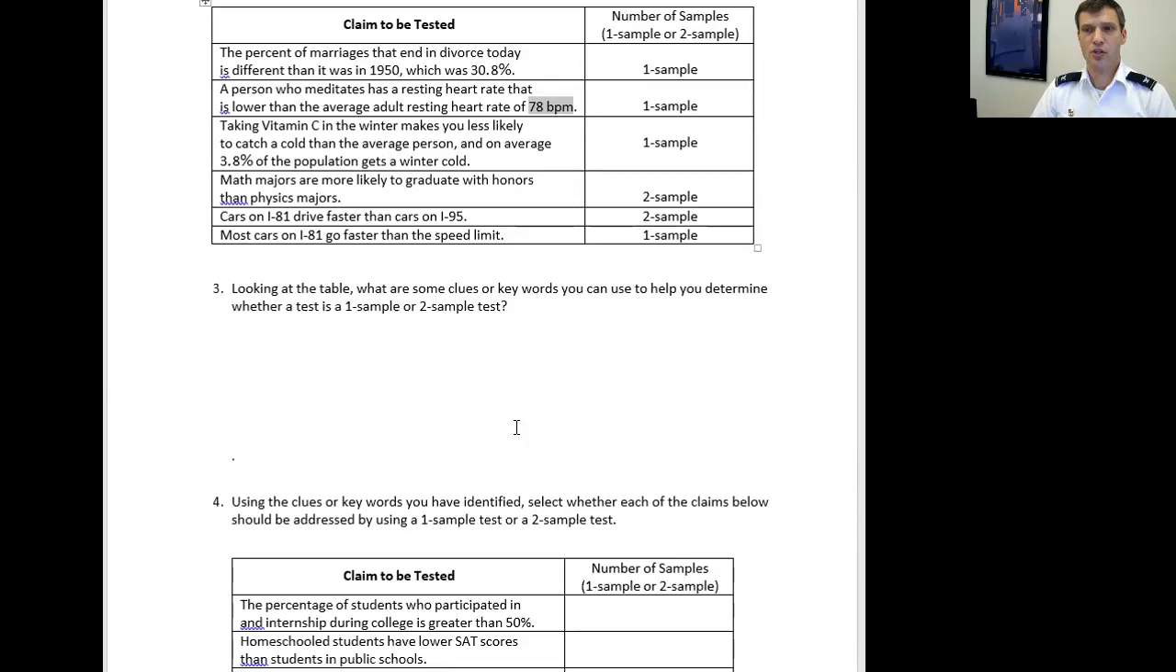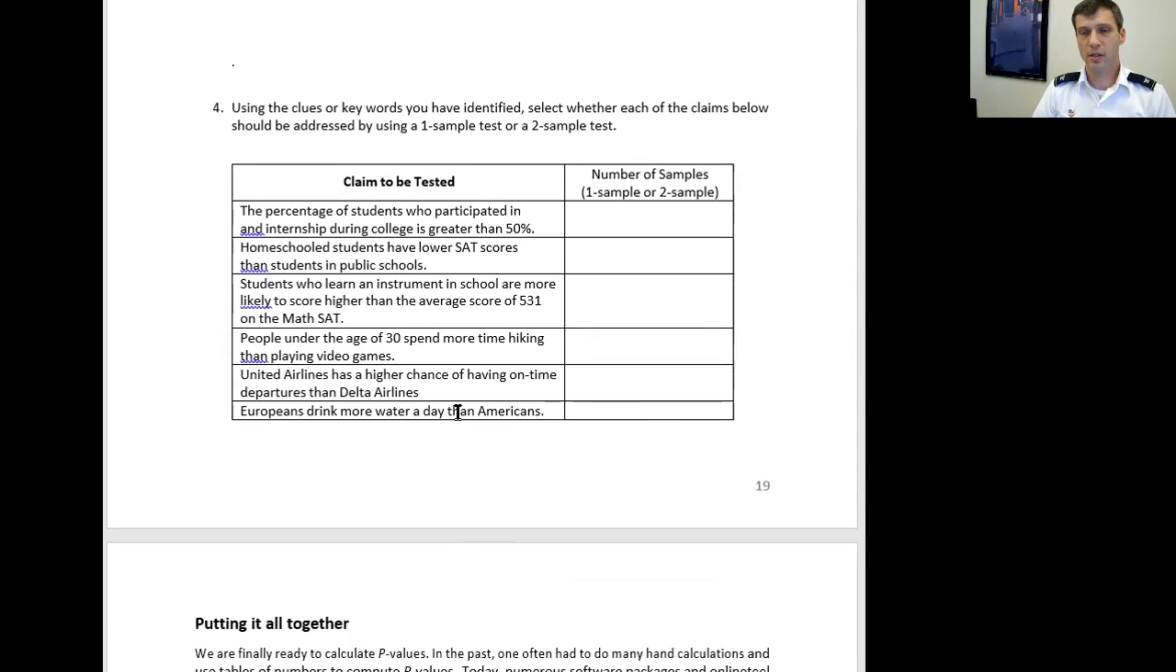Okay, so then you can do the same thing with this data here. Look through it and see if you can make sense of which one should be one sample or two sample.